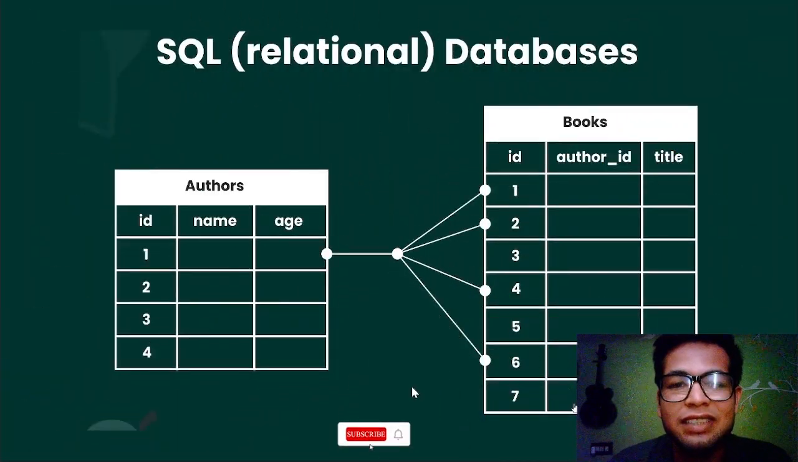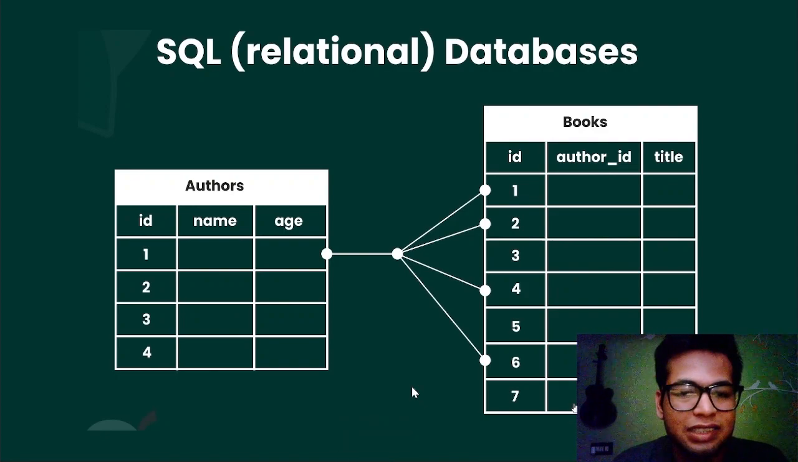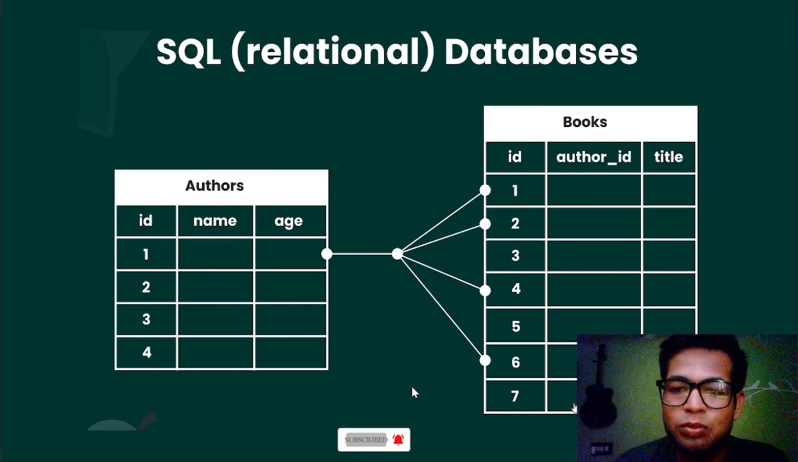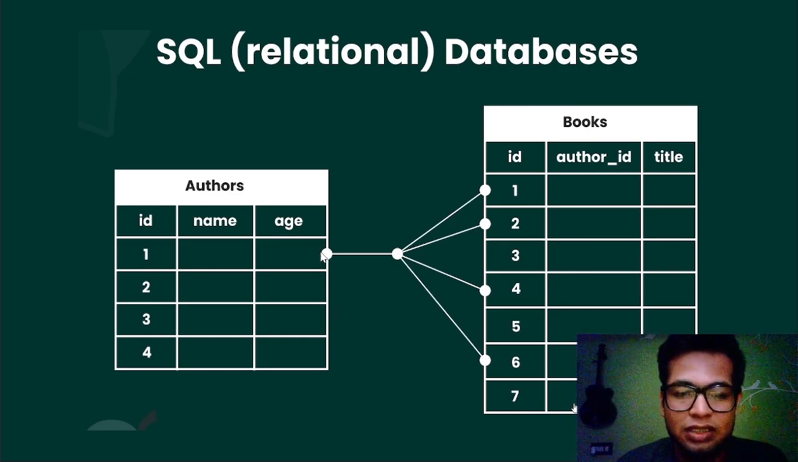Basically, a SQL database contains relations between tables. Like you can see in this example, authors versus books. Authors contains ID, name and age, and the ID is also connected to this books table, which is a one to many relationship. That's how both tables are connected through relations. In SQL databases, we use SQL queries like select star from authors, which is going to get all the records from the authors table.